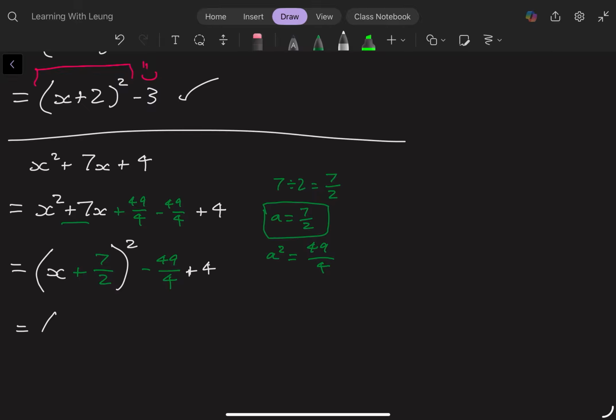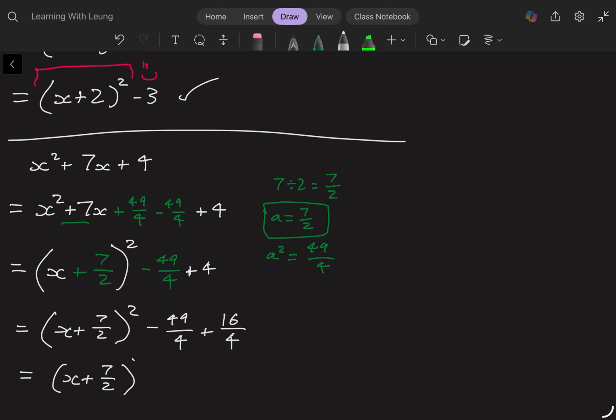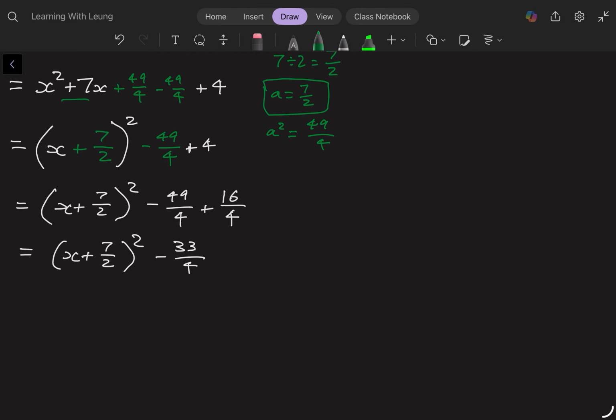Add 4. And now we'll just do a bit of fraction simplification. So it gets to x plus 7 over 2 squared minus 49 over 4 plus 16 over 4, which simplifies to x plus 7 over 2 squared minus, and then let's quickly do 49 minus 16, which is 33. And we're done. The square has been completed. We've got a perfect square and we have simplified the rest. Perfect square complete, simplified. And then from here, you could solve the equation for x.